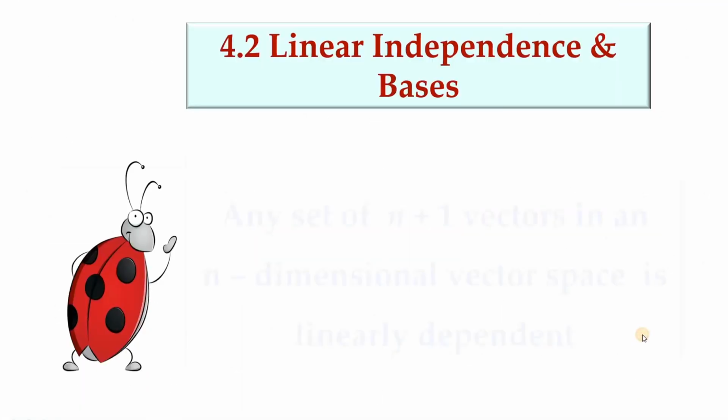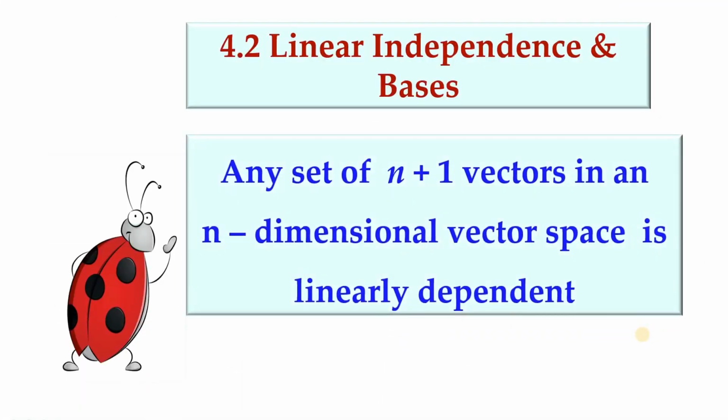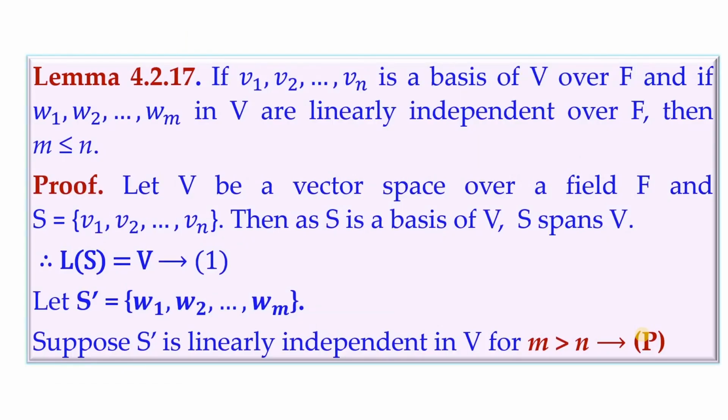Now in this video, the proof of the result, any set of n plus 1 vectors in an n-dimensional vector space is linearly dependent, is presented. Now consider this lemma. It is in this lemma that the result is established.